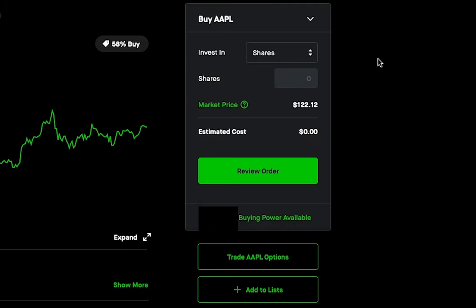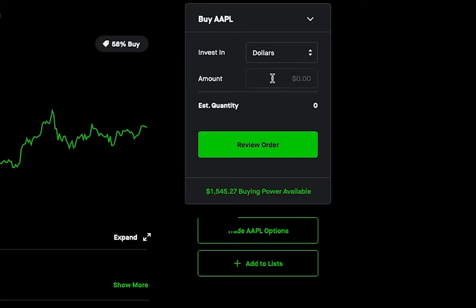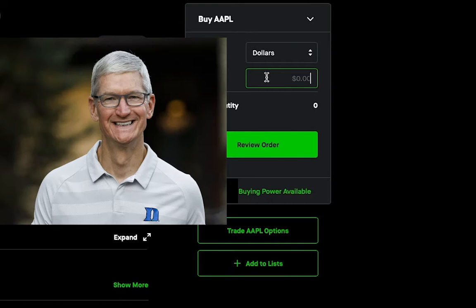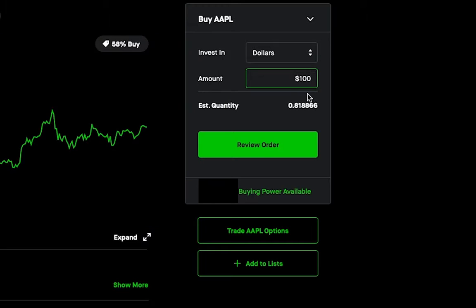Okay, so now let's go over here where things are going to get a little interesting. Right over here we have Buy Apple. So we're going to invest in it. You can choose either shares or dollars. Now for beginners, if you don't have a lot of money in your account, let's say you just have $100, well, $100 isn't going to be able to purchase one whole share of Apple at this point. So let's change this over to dollars, okay? So let's say you want to throw all $100 you have into Apple, okay? So we're going to type in $100.